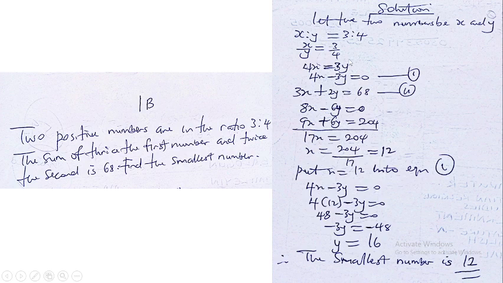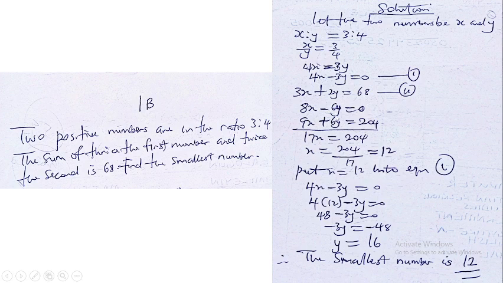And how do we do that? We can use any of the methods we know, whether elimination method or substitution method. But in this case, I use the elimination method. I try to eliminate y first by multiplying equation 1 by 2 and equation 2 by 3. So if I multiply equation 1 by 2, I'll have 8x minus 6y equals 0. Then if I multiply equation 2 by 3, 3 times 3 gives us 9, 3 times 2 gives us 6, then 3 times 68 will give us 204.